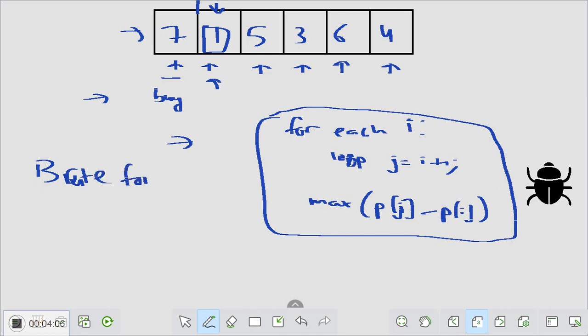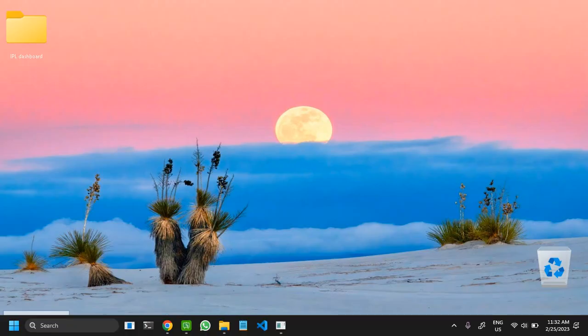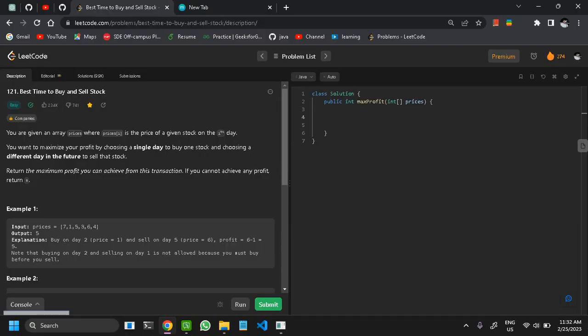Why brute force approach? Because it is basically trying out all the possible transactions that I have. So let me implement this approach. I'm going to have my initial profit as my answer, which is equal to 0, and after that I'm going to consider all of this. So buy equal to 0 and buy smaller than prices.length.